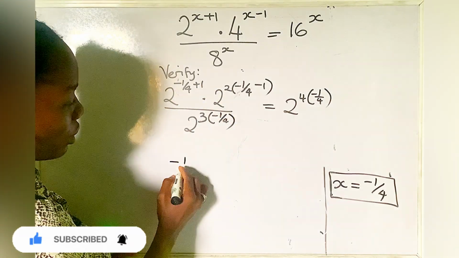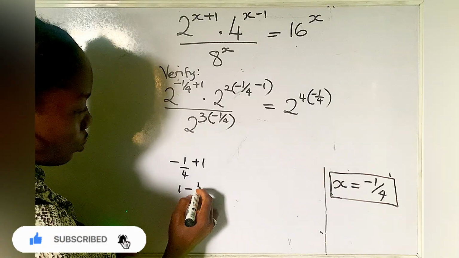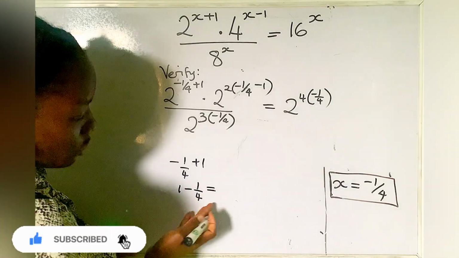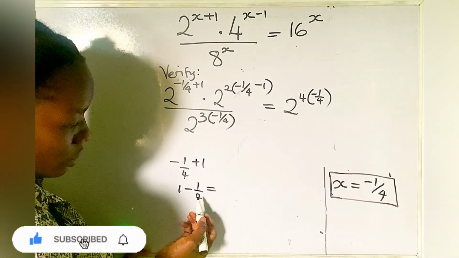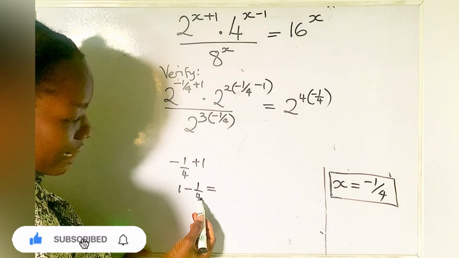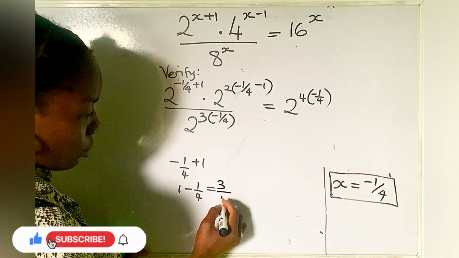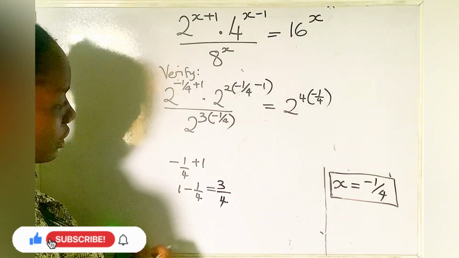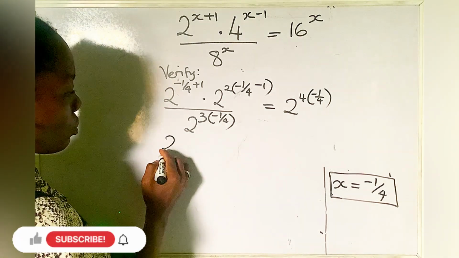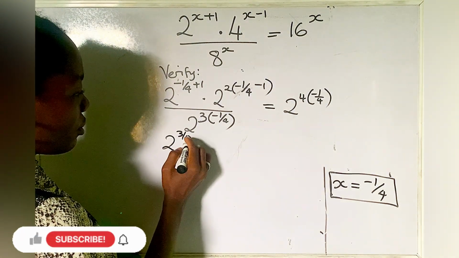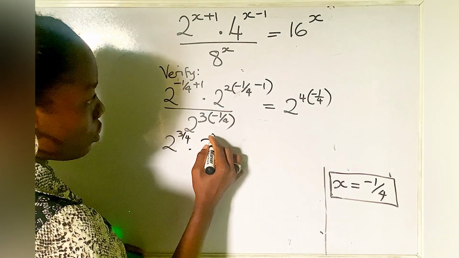So we have -1/4 plus 1. It's the same thing as saying 1 minus 1/4. Now, a trick to solving this type of fraction is when you have one whole number minus a fraction, you just let the denominator subtract from the numerator, give us 3, then it becomes 3/4. So our value here is 3/4. So it's now 2 to the power of 3/4 multiplied by 2 to the power of 2.